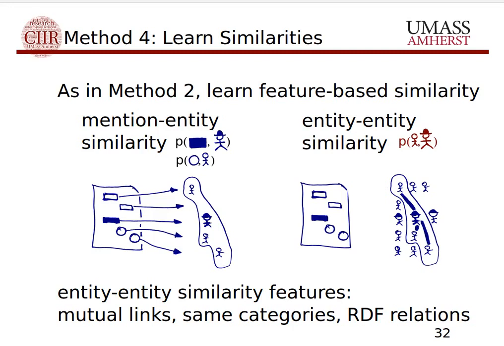In addition, we have to learn an entity-to-entity similarity, which should tell us how likely it is to have these two entities mentioned in the same context. And here we can use different kinds of indicators. For instance, a mutual link between these two Wikipedia articles is a very strong indicator. If they have the same category, that's another indicator. If we are in an RDF triple store, having relations between these two entities is also a strong indicator.